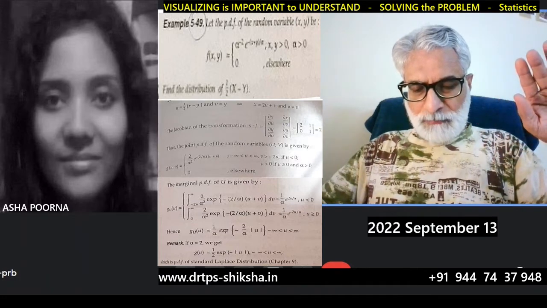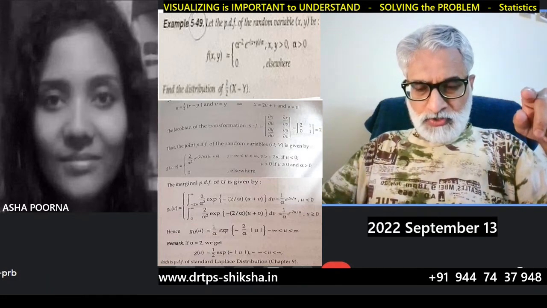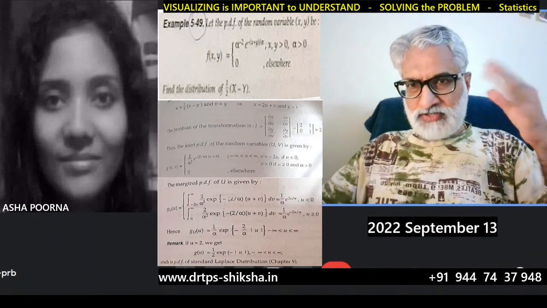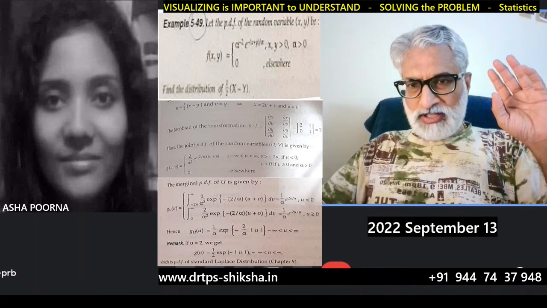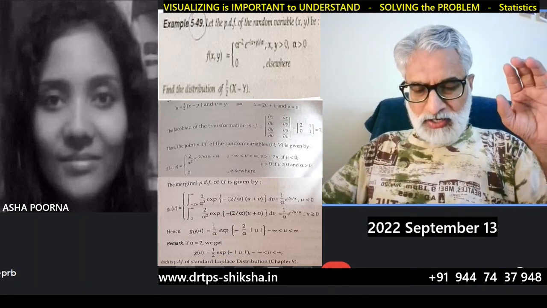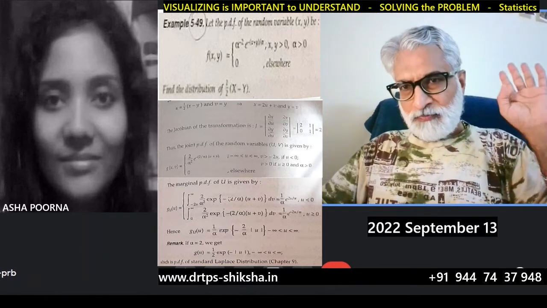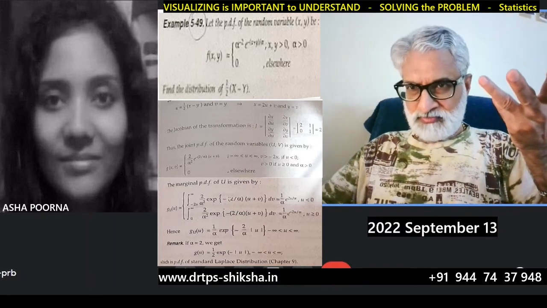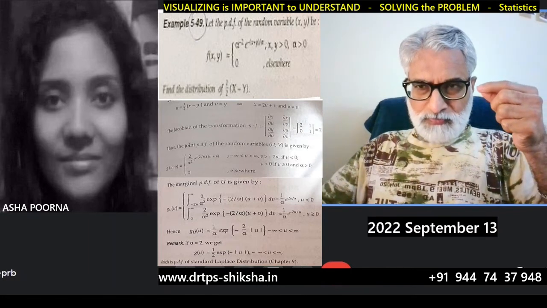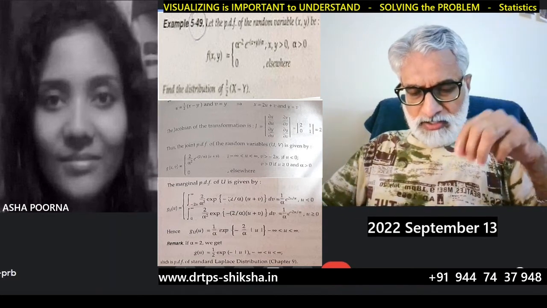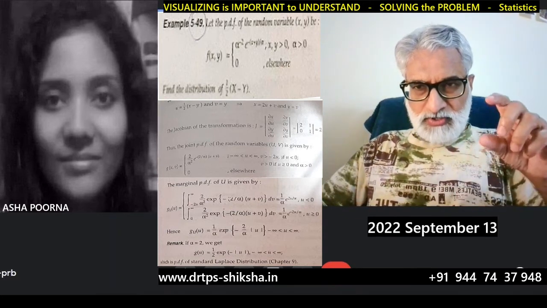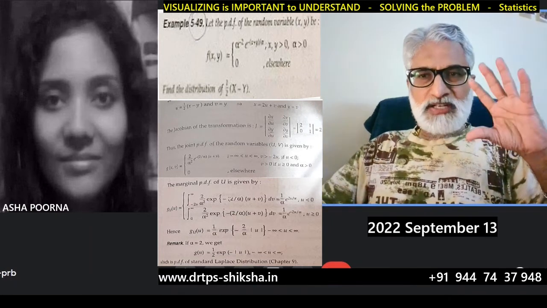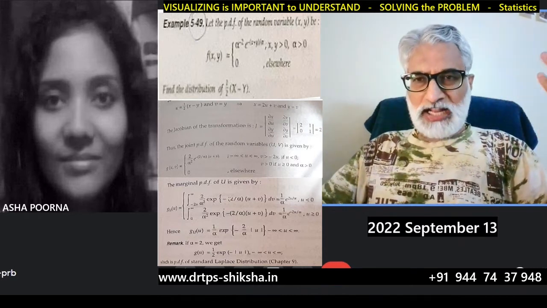When it is in the first quadrant, f of x, y is equal to some function. You don't know how to draw it. It's very hard to draw. That is because alpha square e power minus something is given. So it's very difficult to draw that, right? It's not that simple. e power minus x plus y the whole divided by alpha. Yeah, it's very difficult. But it is given alpha is greater than 0. Some parameter is given.